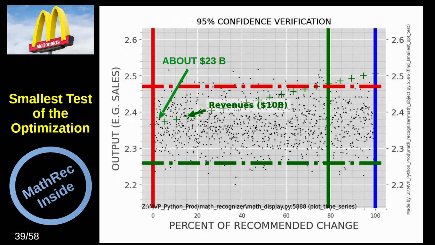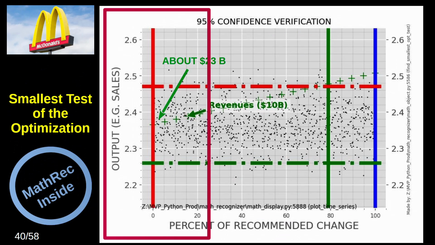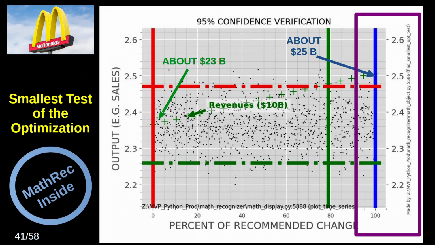This plot shows the effect of a smaller test. On the left is the most recent ad expenditures and the current sales of about $23 billion, the vertical red line. At the right, at 100%, is the recommended optimized expenditures. That's everything, all the money spent on ad cooperatives, and increased sales of $25 billion, the vertical blue line.